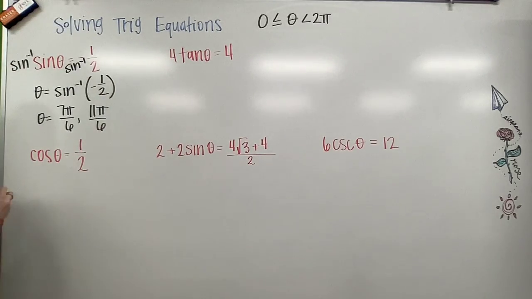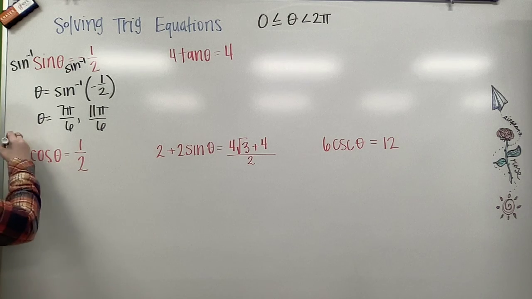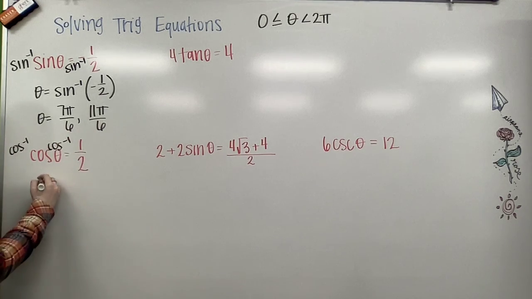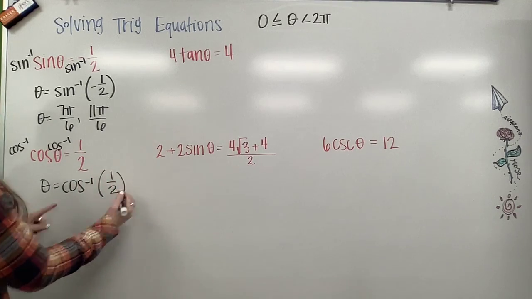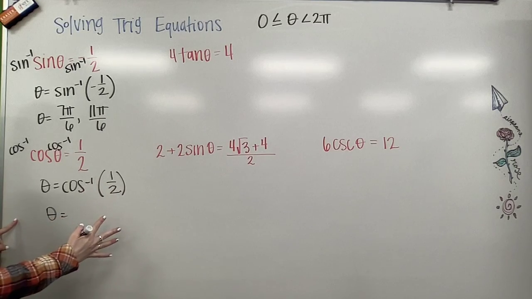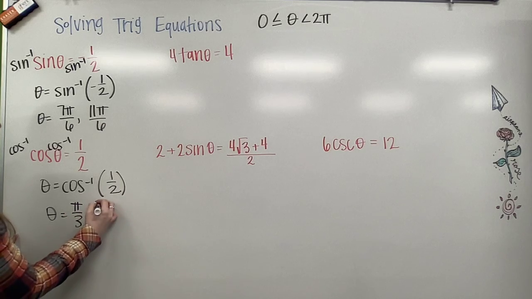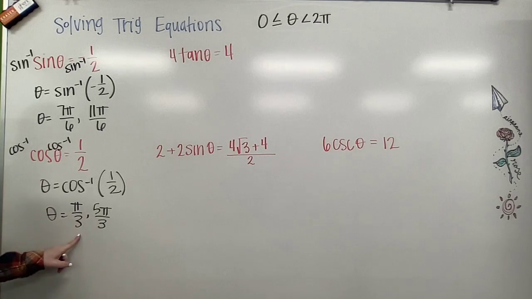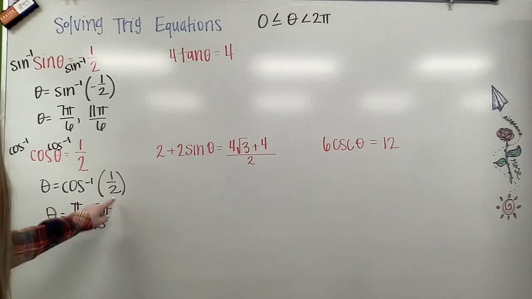So same idea here. I want to know what angle makes cosine equal 1/2. So we're going to take the cosine inverse of both sides. So I get theta equals the cosine inverse of 1/2. What makes cosine equal 1/2? That's going to happen in the first and fourth quadrant at our pi over 3's. So that's pi over 3 and 5 pi over 3. Boom. Those are the two angles between 0 and 2 pi where cosine is going to equal 1/2.